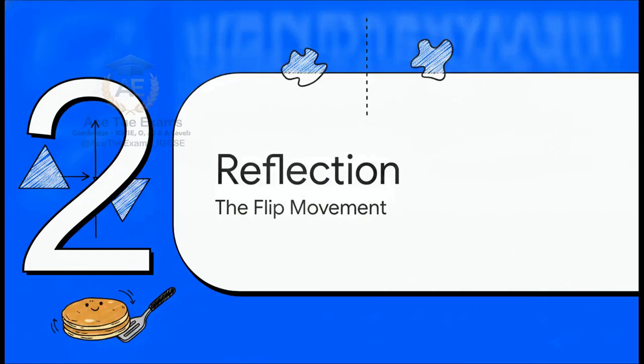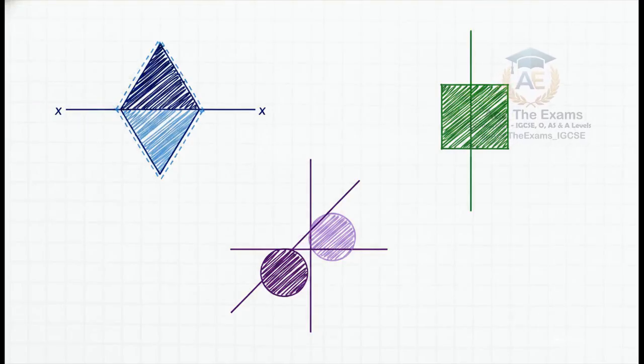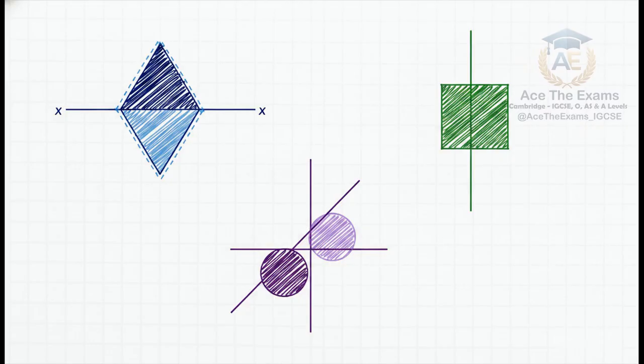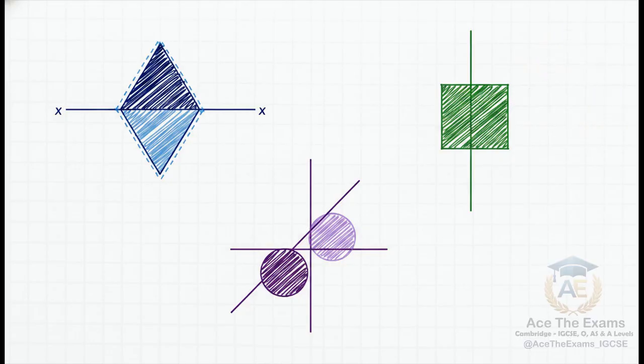Moving on to part 2, reflection, the flip movement. Think of reflection as just picking up a shape and flipping it over like a pancake. But here is the pitfall. You get students, let's call them Alex, who overload their answers with raw math facts, but completely fail to analyze what the examiner actually wants.